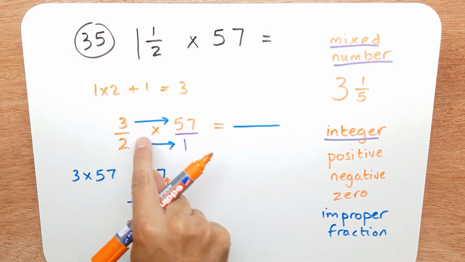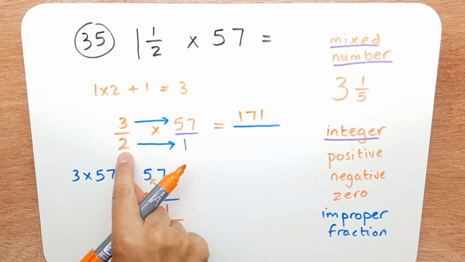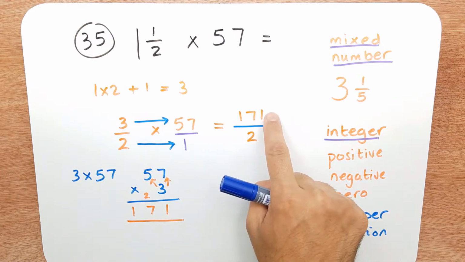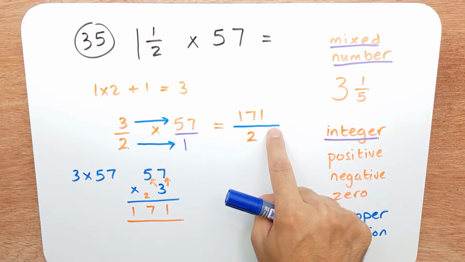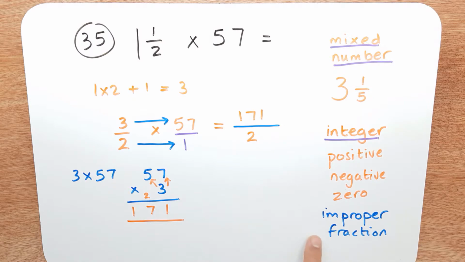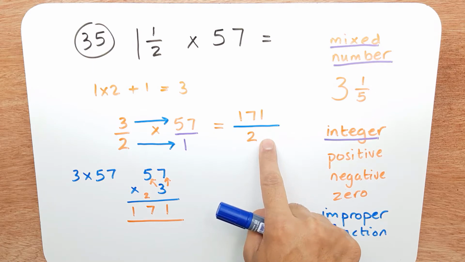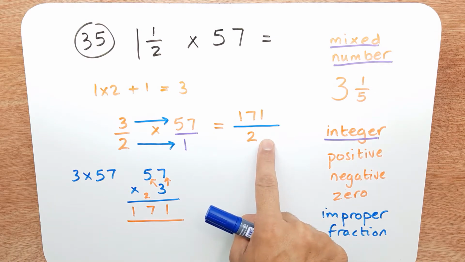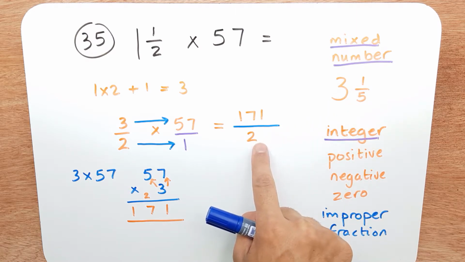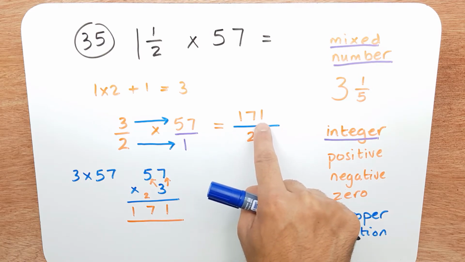So back to this, 3 times 57 is 171. Now we do 2 times 1, which is 2. Now here we have 171 over 2. 171 halves. And that is an improper fraction because the top number is bigger than the bottom number. Now what we need to do is turn this into a mixed number, where you have a whole part and a fraction part. And we do that by asking ourselves, how many 2's are there in 171?